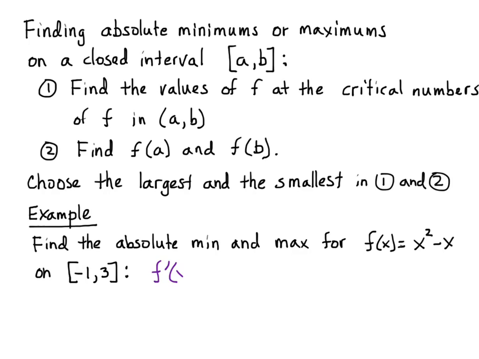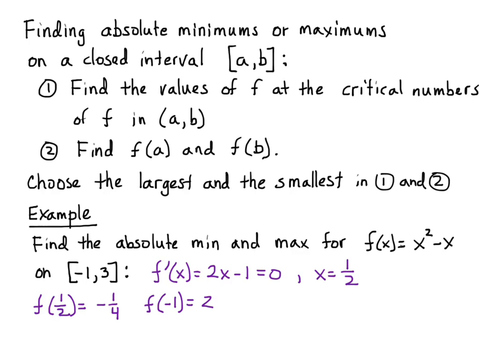Okay, so first we take the derivative, and we get 2x minus 1, and we set it equal to 0, and we find that the derivative equals 0 when x equals 1/2. Then we evaluate f at 1/2. If I plug in 1/2, I get 1/4 minus 1/2, which is -1/4. Then I'll plug in the endpoints. F at -1 is going to be 2. F at 3 is going to be 9 minus 3, which is 6. Okay, so I have my 3 points.